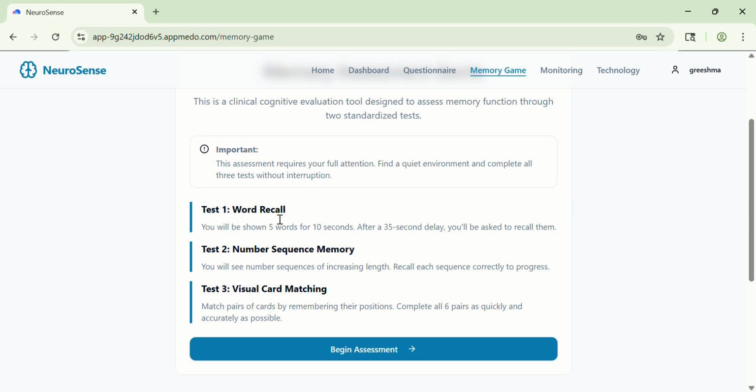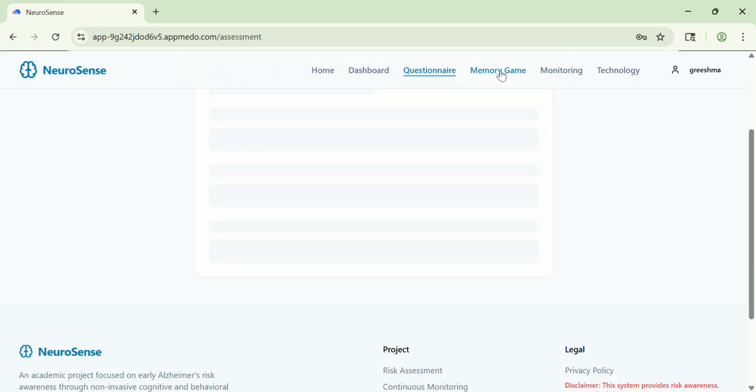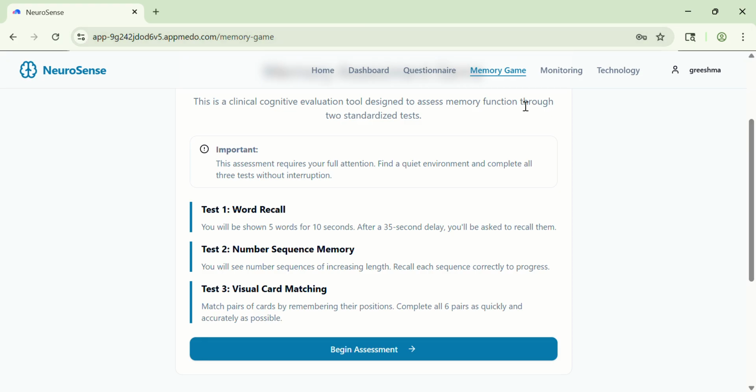Once the user completes the test, the system collects the responses and analyzes the performance. It looks at things like how accurately the user answered, how well they remembered the information, and how they performed in reasoning and language tasks. All this information is then prepared as input for the AI model. That is this questionnaire section and memory game section. These both are the user inputs of the system.